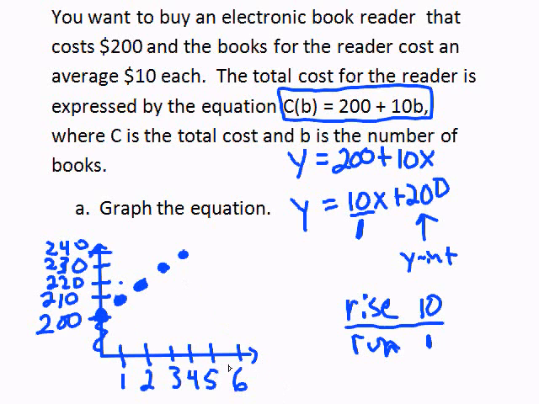Okay, on the x-axis, we need to label our graph. The x-axis, in this case x, stands for b, or the number of books. So I'm going to label my x-axis, number of books. My y-axis stands for the total cost. In this case, our cost is in dollars. So now we've finally graphed the equation that we were given from a problem situation.